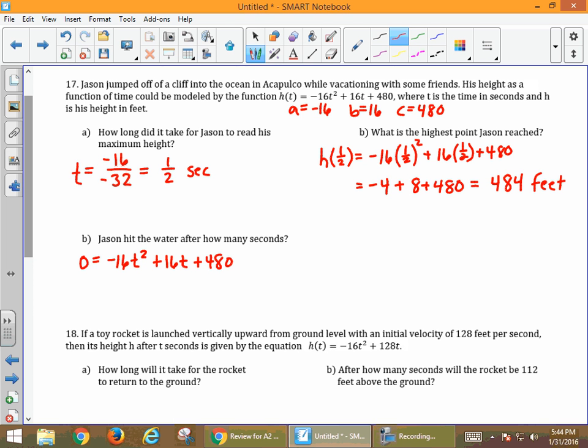Well, I believe they are all divisible by negative 16. So if I were to divide by negative 16, I would get t squared minus t minus 30. And now I will factor the parentheses.